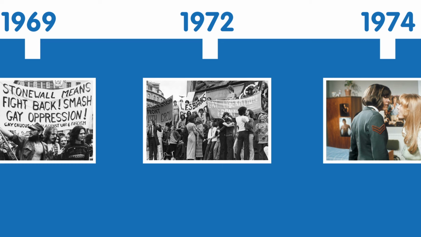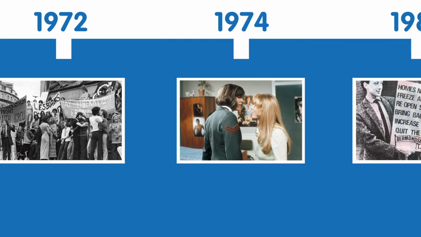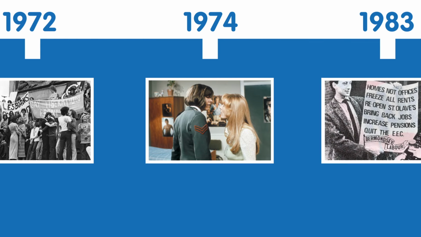In 1972, there was the first gay pride in London. In 1974, the BBC drama Girl, featuring Alison Steadman, depicted the first lesbian kiss on British television. The director Peter Gill said it was just a love story and didn't really make a big fuss about the fact that it was a story about 2 women.